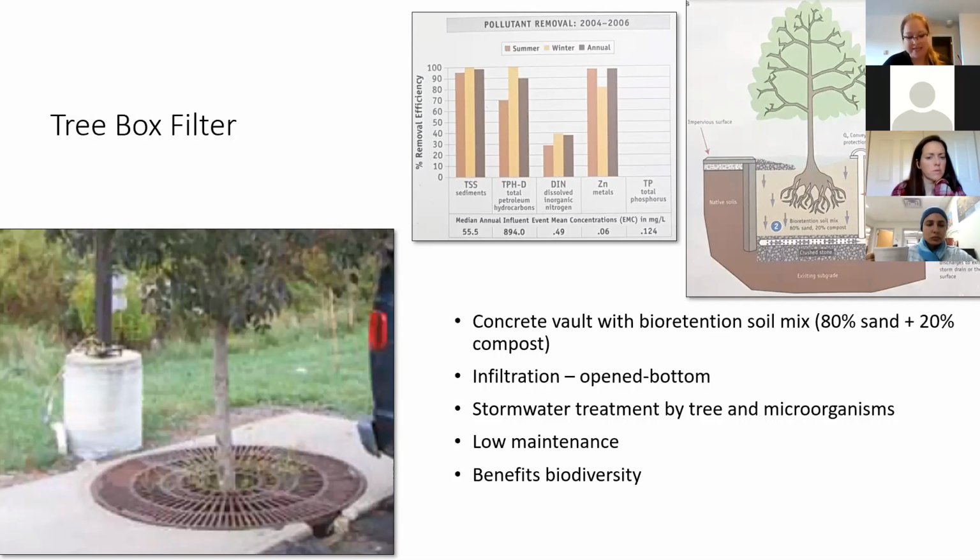These tree boxes can be used along sidewalks and parking lots and integrated into street landscapes. It's a choice that transforms isolated street trees into stormwater filtration devices. They have very low maintenance. The maintenance is basically removing the trash that can accumulate in the grate and perhaps trimming the branches. And like any tree, it helps reduce urban heat islands by creating shade and, of course, benefits biodiversity.